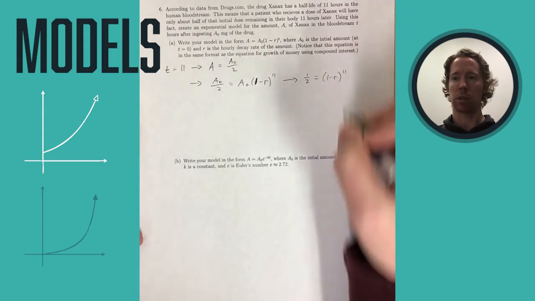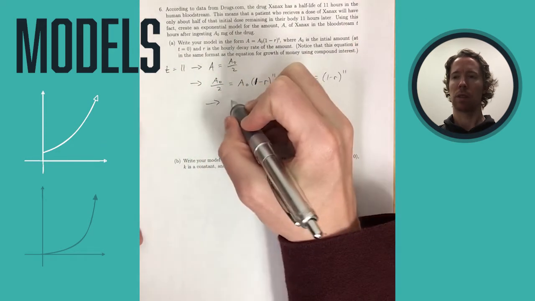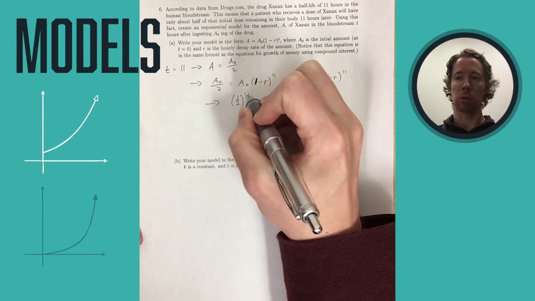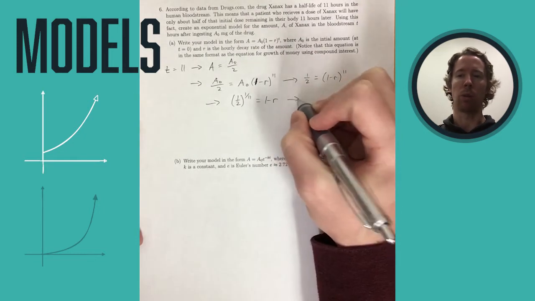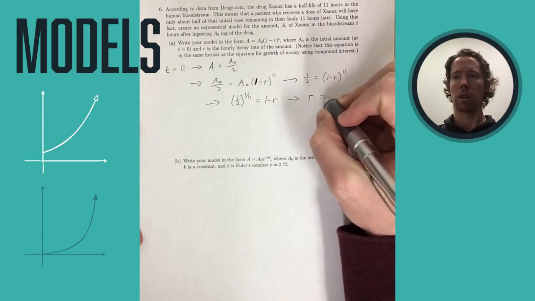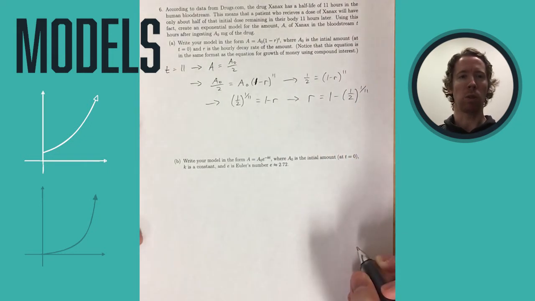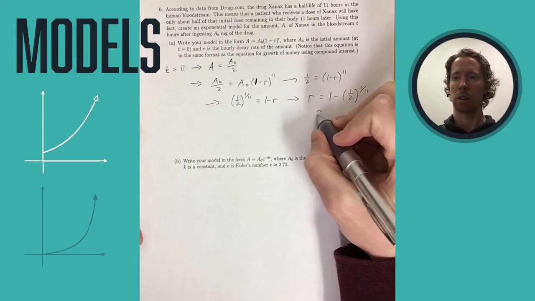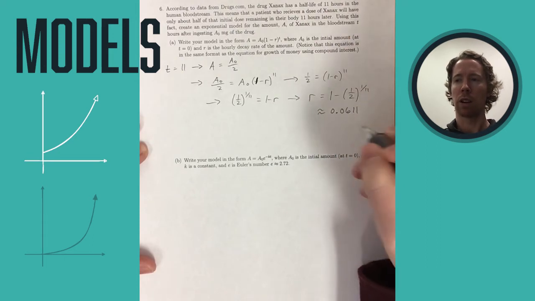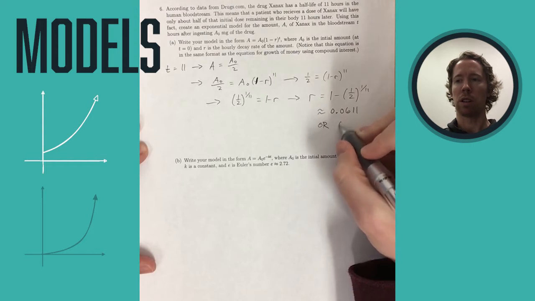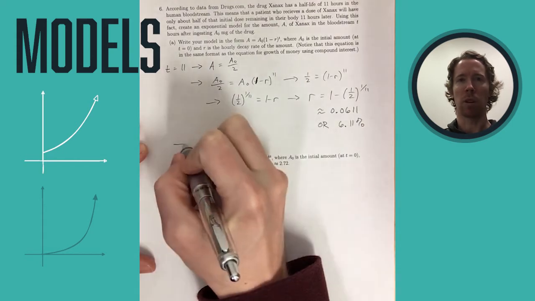So we use that fact, set up this equation, divide both sides by A0, and get 1/2 equals (1 minus r) to the 11th. We can get rid of the exponent by taking the 11th root, or raising both sides to the 1 over 11 power. Then I'll add r to both sides and subtract the (1/2) to the 1 over 11. Putting that expression into a calculator gives me 0.0611. That's about 6.11%, the rate at which Xanax is leaving the body per hour.